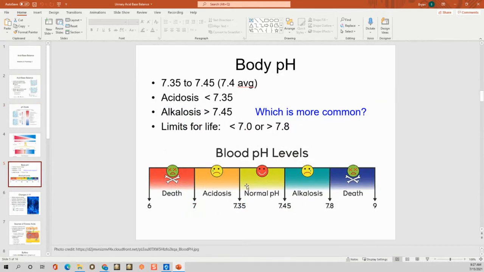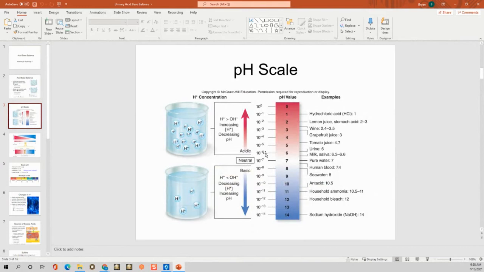So when I'm looking at the normal healthy range, what am I? Am I acidic? Am I basic? 7.35 to 7.45. That's going to be more basic, right? Go back to the scale here. Anything less than 7 is acidic. Anything greater than 7 would be alkaline. Basic. Yes, no, maybe so?